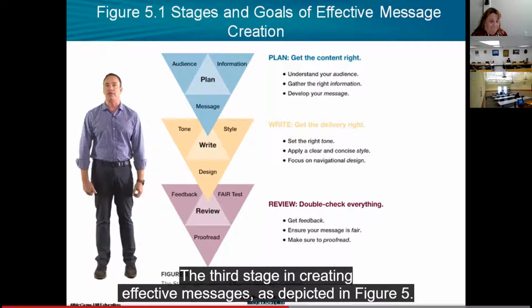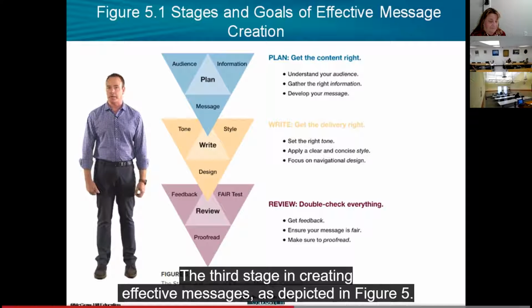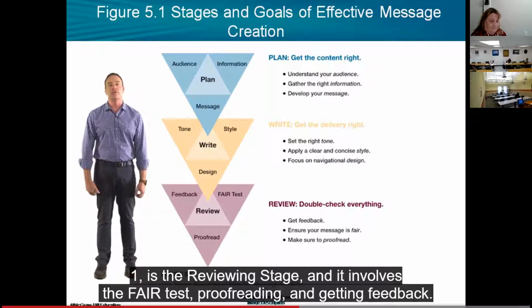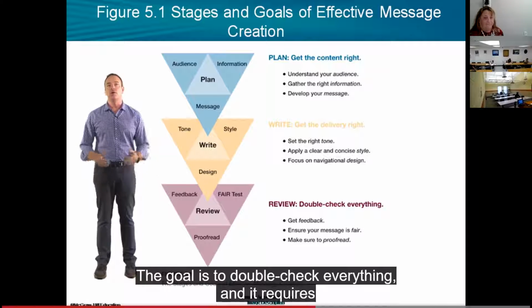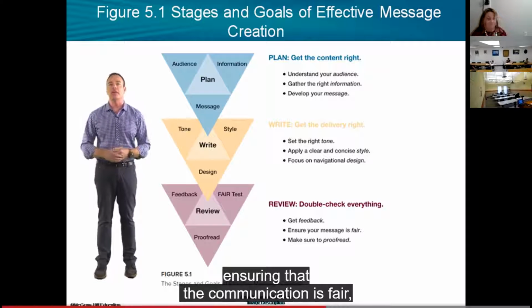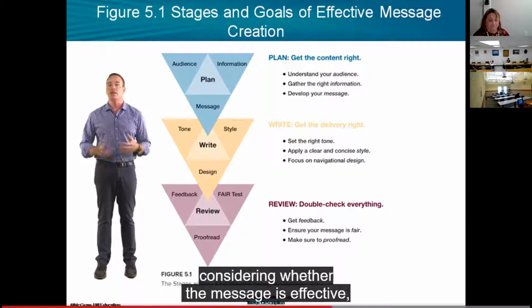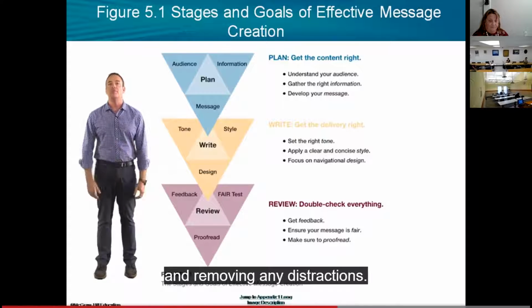The third stage in creating effective messages, as depicted in Figure 5.1, is the reviewing stage, and it involves the FAIR tests, proofreading, and getting feedback. The goal is to double-check everything, and it requires ensuring that the communication is fair, considering whether the message is effective, and removing any distraction.